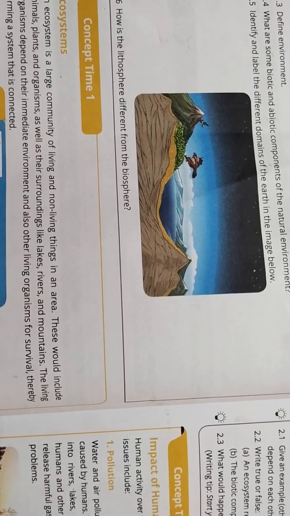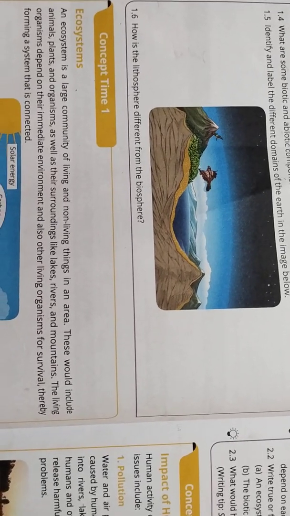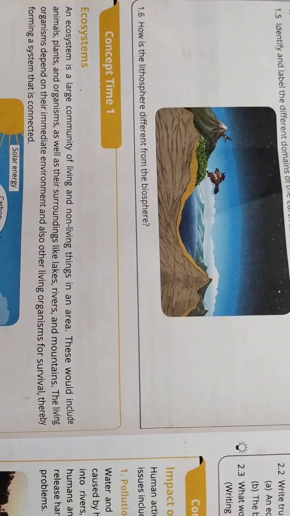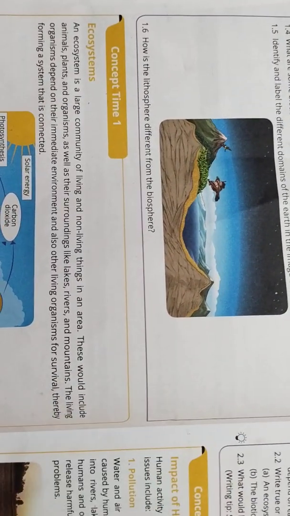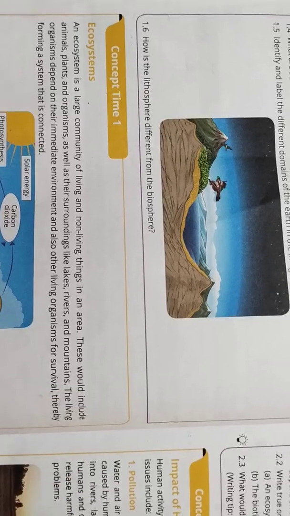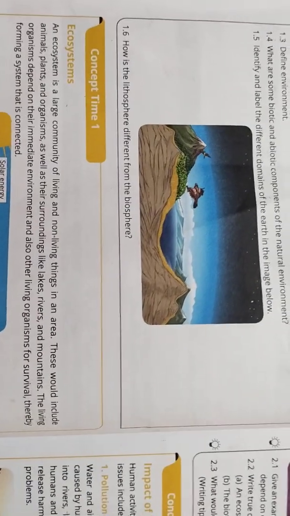So as we learnt earlier, what do you mean by environment? Environment means everything that is around us, which includes both the living and non-living things such as the soil, water, animals and plants, that adapt themselves to their surroundings, isn't it? So that is known as environment.